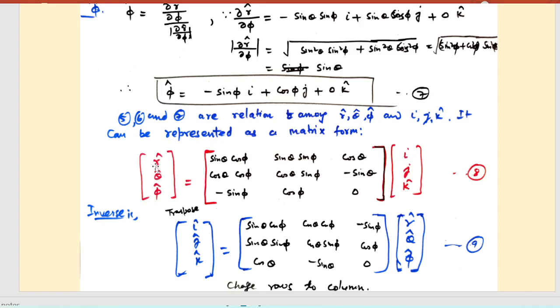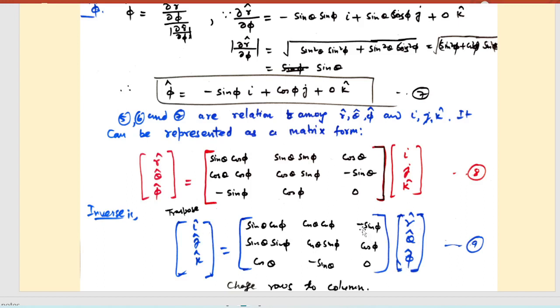So this is how we can find out r cap, theta cap, phi cap in terms of i cap, j cap, k cap. But if we want to get i, j, k in terms of r cap, theta cap, phi cap, then we have to transpose this matrix. Transpose of a matrix means the rows will become the columns. So the first row will be the first column, second row will be the second column, third row will be the third column. So this is how we can represent i, j, k in terms of r cap, theta cap, phi cap.